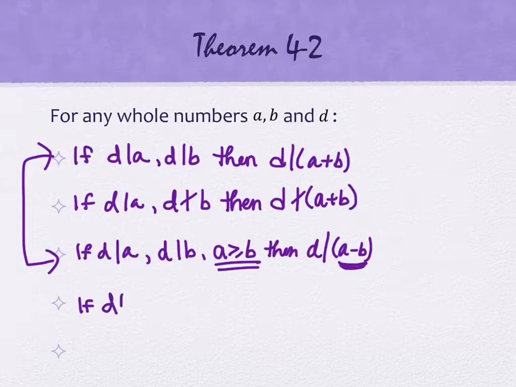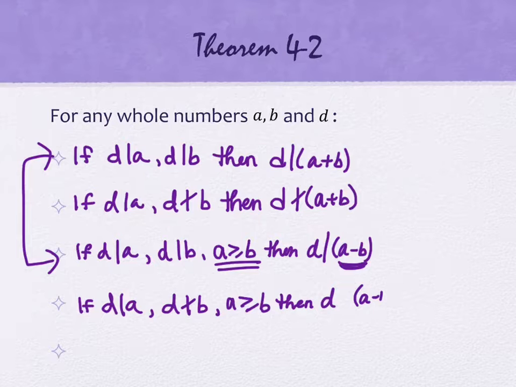All right, and likewise, if D divides A and D does not divide B, again, A is greater than or equal to B, then what do you suppose is going to be true about the divisibility here? Yeah, it doesn't divide. Again, it looks quite like number 2. Yeah? These two are sort of partners in crime.